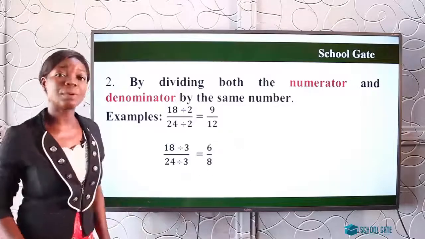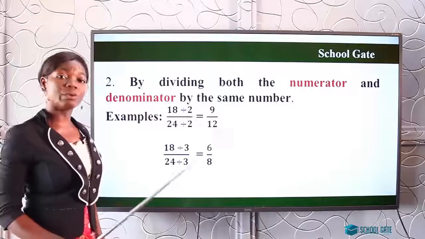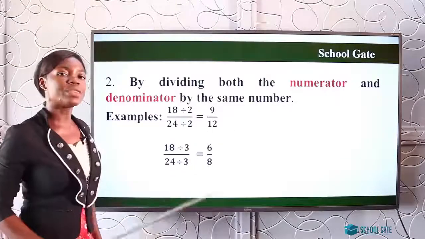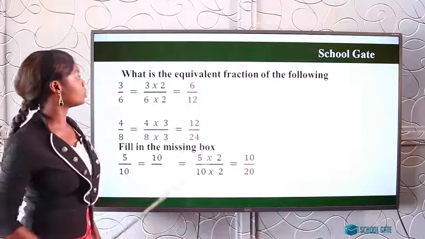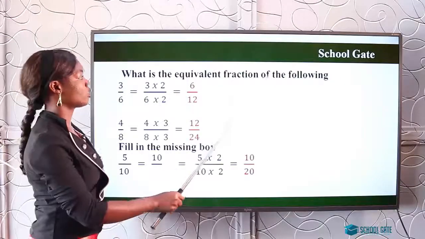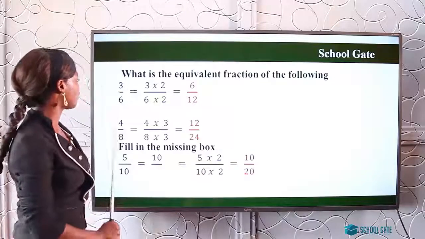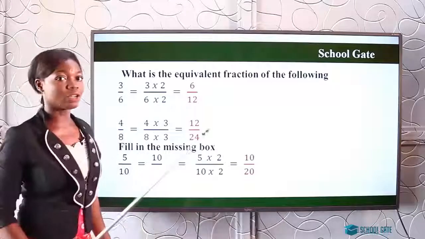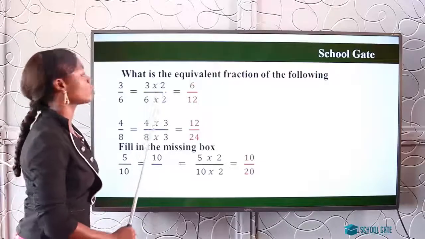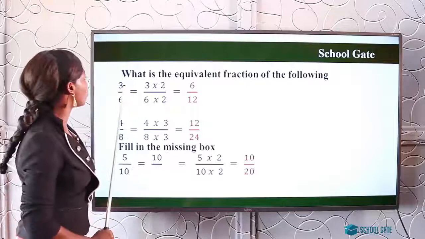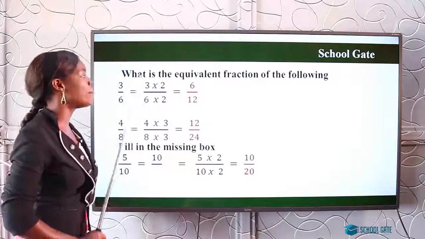But when you're multiplying, you multiply both the numerator and the denominator with the same numbers. Okay, let us look at these examples. What is the equivalent fraction of the following? Equivalent fraction of 3 over 6. Now you can use any number. We are making use of multiplication and we want to make use of 2. So we multiply our numerator and our denominator by 2.